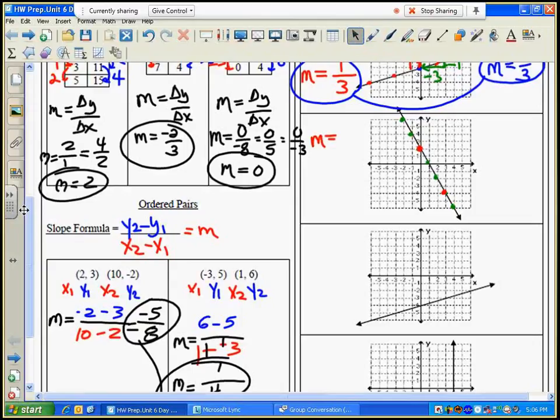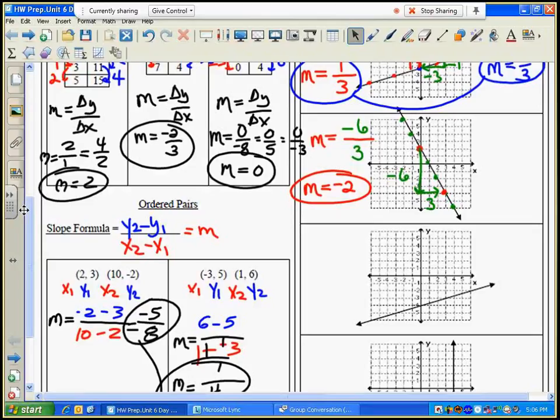Okay. My rise here would have me going down 6. So since I'm going down 6, that's negative, in the negative direction. And then right 3. That 3 is in the right direction, that's positive, so I get a positive 3. Well, -6 divided by 3, that's a negative divided by a positive. I'll end up with a slope of -2.